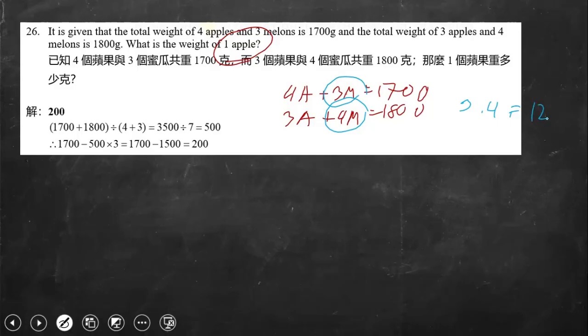Least common multiple. Wait, guys, I'm gonna charge my laptop. I'm just gonna charge, okay? Okay, we're back.